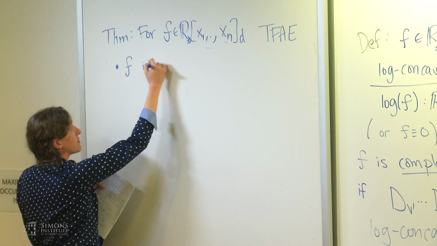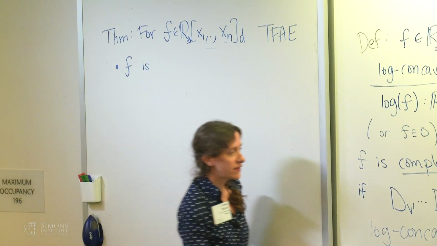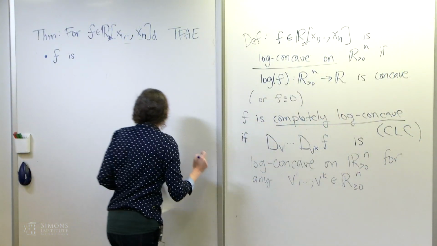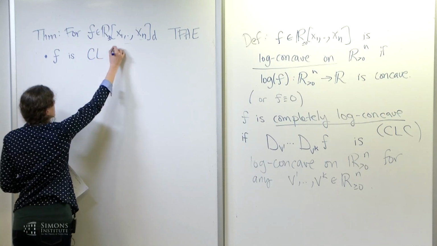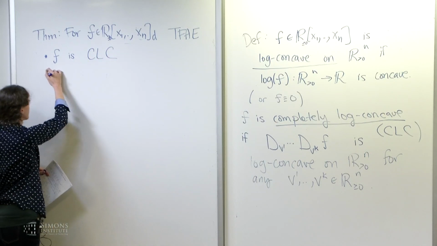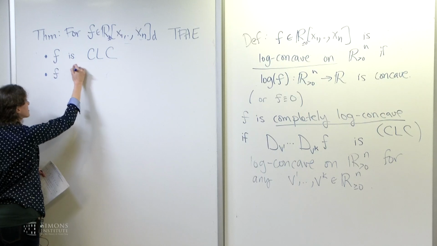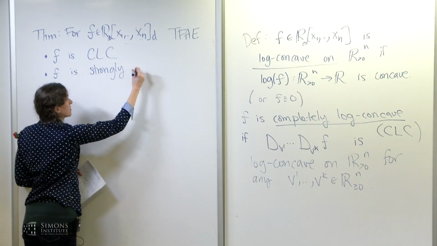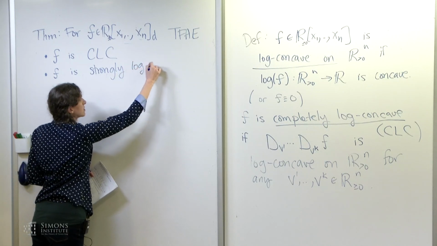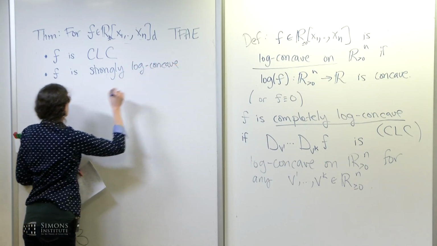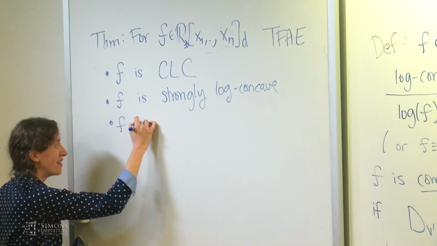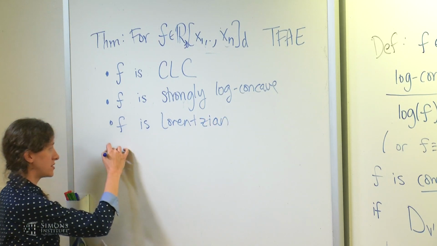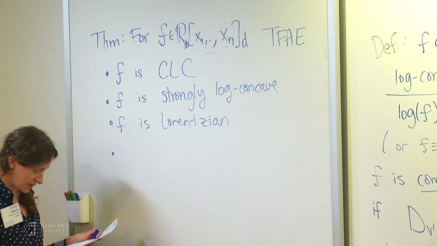The first is that f is completely log concave. I'll abbreviate this. So we can go down the list, right? f is strongly log concave, which we saw a definition of in June's talk. And f is Lorentzian, which we saw a definition of in June's talk. And there are a few others that I want to add to this list.